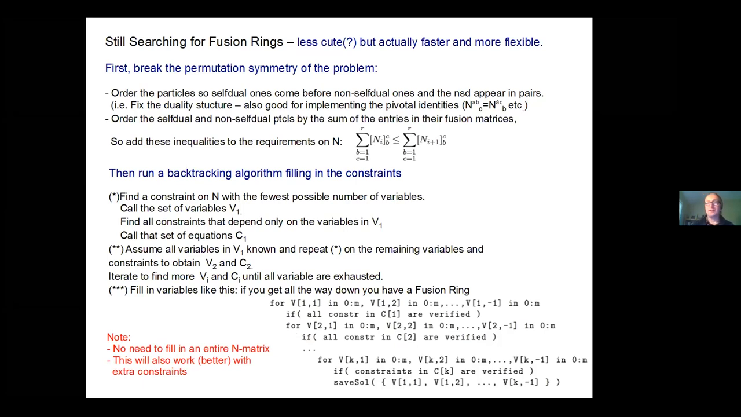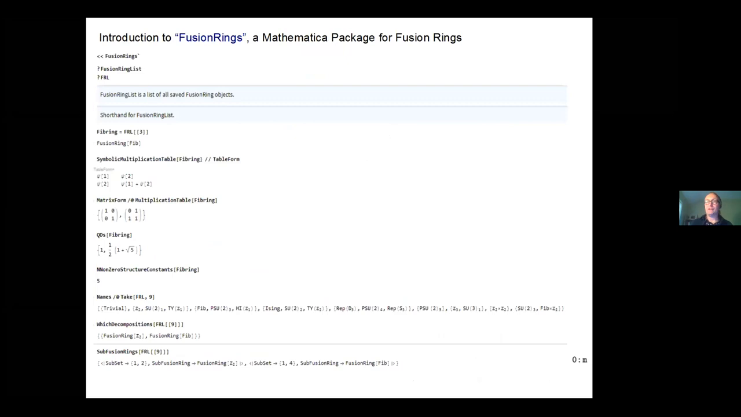So the nice thing about this is we don't need to fill out an entire matrix of variables, let alone all the variables. So we usually manage to stop checking already well before we reach deep into the tree. Also, this will work much better with any extra constraints that you want to put on the coefficients. Extra constraints just make it easier. All right, so that's our simple strategy to find fusion rings.